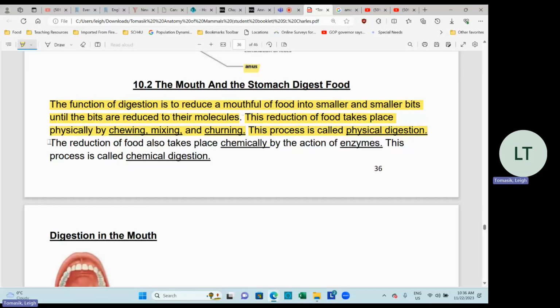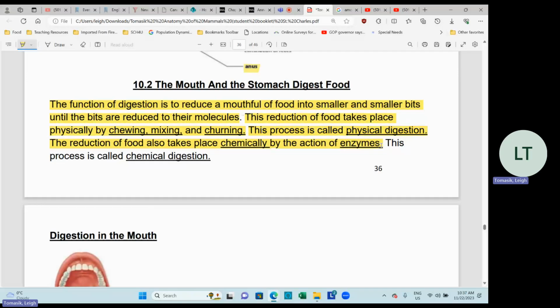The reduction of food also takes place chemically by the action of enzymes. Remember, enzymes are proteins, and their job is to make chemical reactions easier and faster. So, enzymes help us break down food quickly. If we didn't have enzymes, we would die from lack of energy because the process naturally takes place slowly.